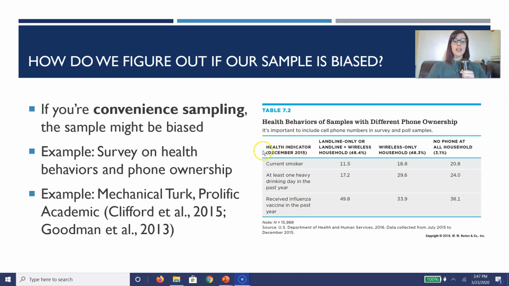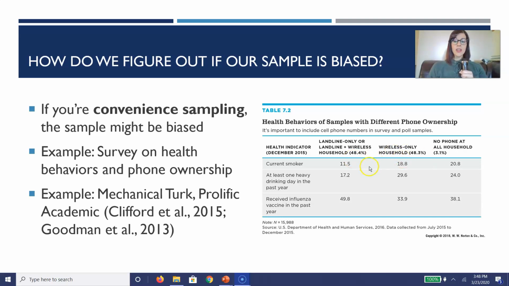So what you're looking at here are different health indicators. Are they a current smoker? Have they had at least one heavy drinking day in the past year? Have they received the flu shot? And here we've got landline only or landline and wireless. Here we've got wireless only. Here we've got no phone at all. Landline only or landline and wireless make up about 48% of the people who were surveyed. People who were wireless only are about 48.3%. So we're kind of split. And then we have about 3% that have no phone at all.